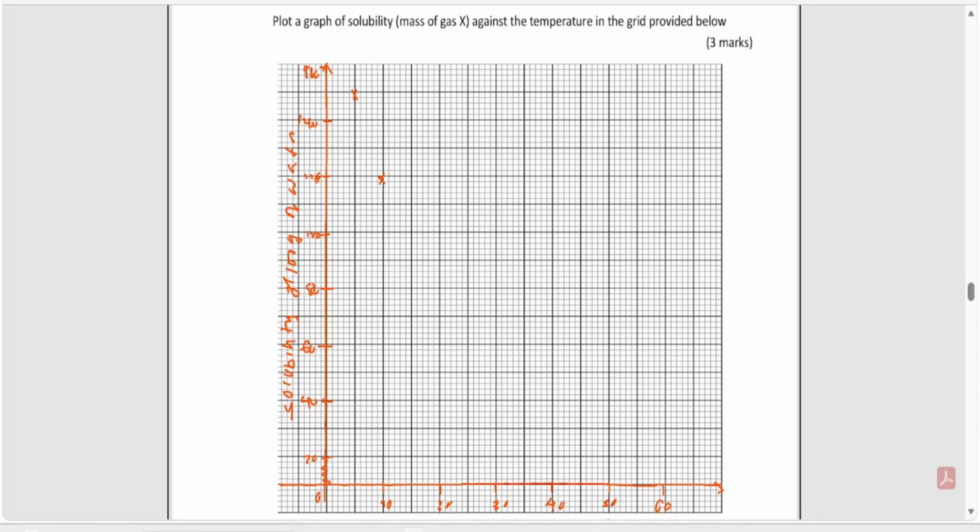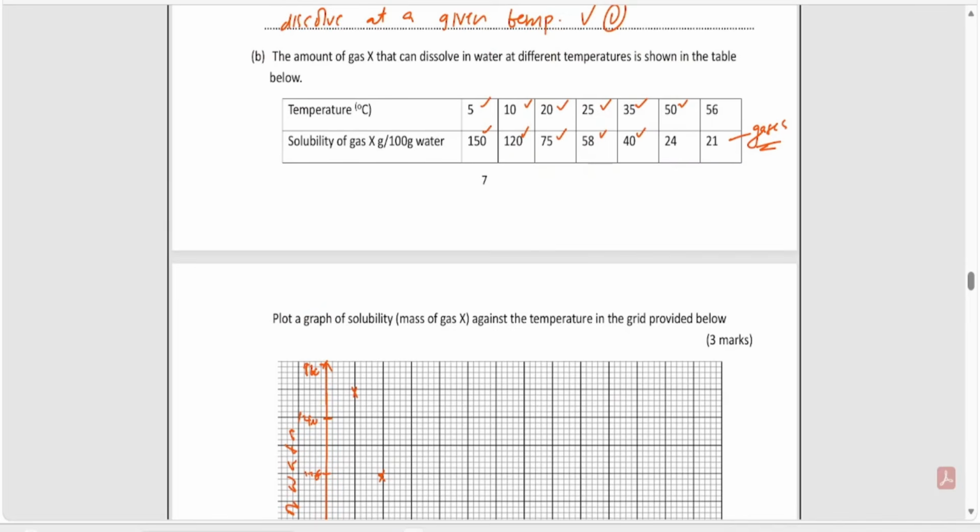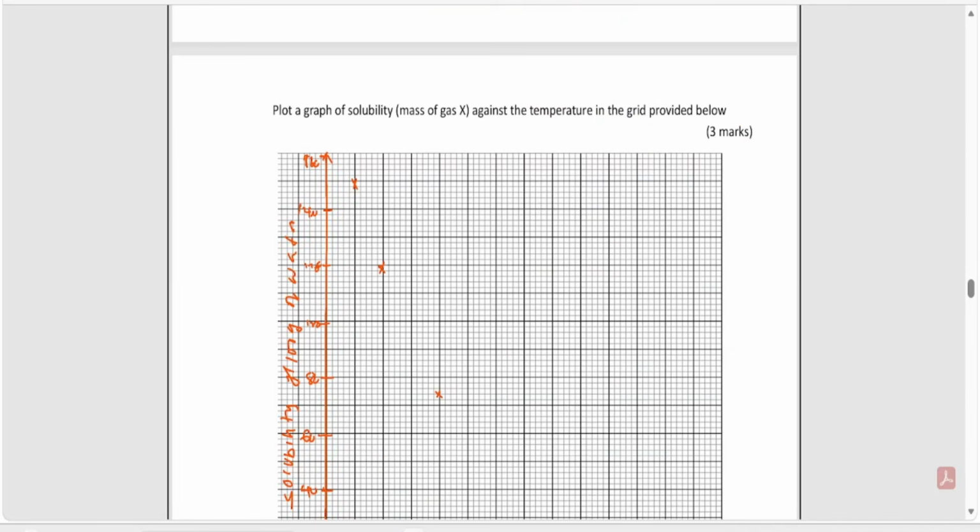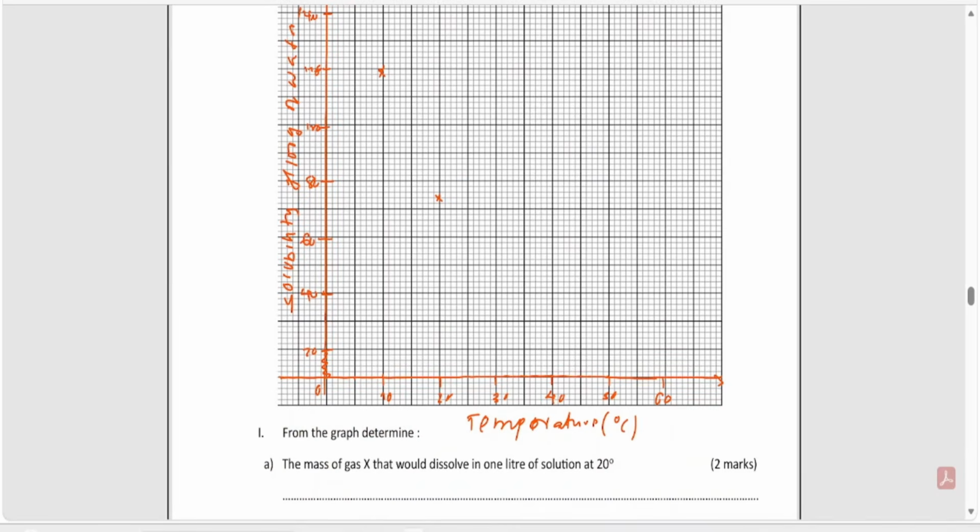Then we have 30, not 30, 25, 58. 58 is going to be one small square below 60, 25, 58.